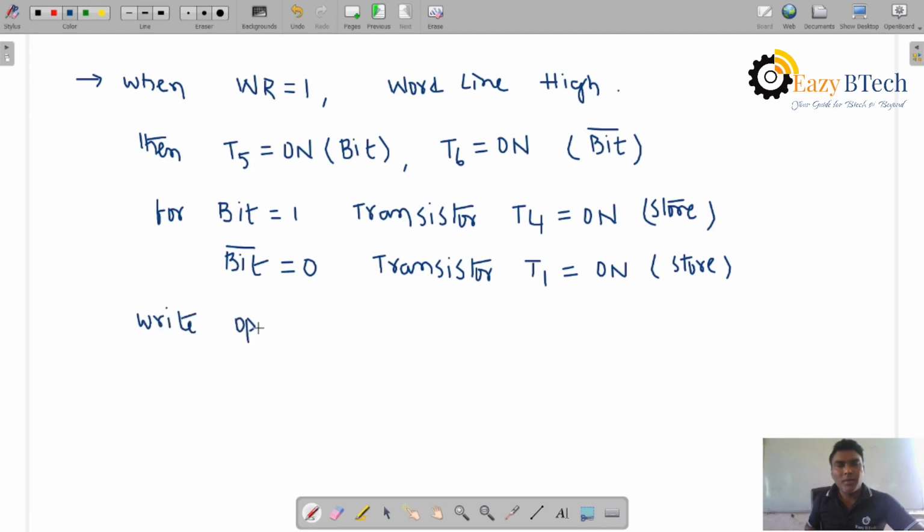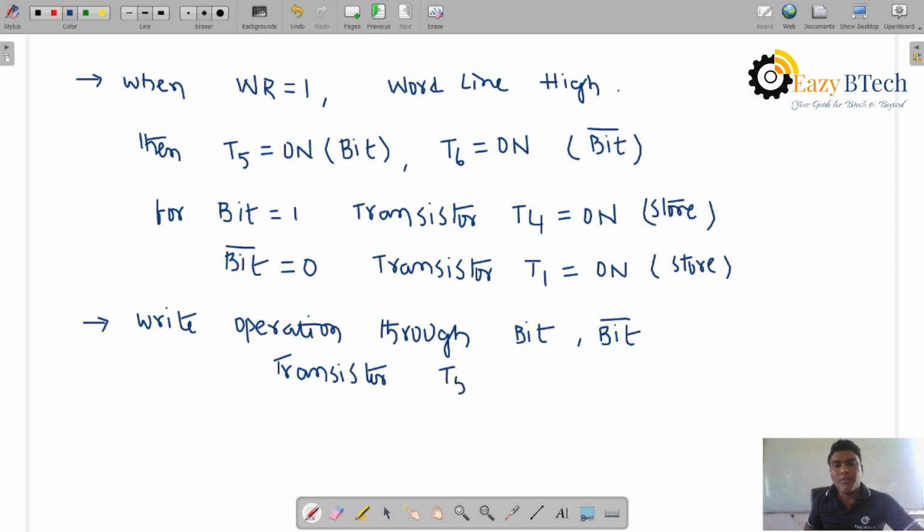Write operation through bit and bit complement line, right? Bit complemented line. Transistors we can write in through T5 and T6. Now the other one: writing into the memory cell through the bit complement, 1 bit data is stored.